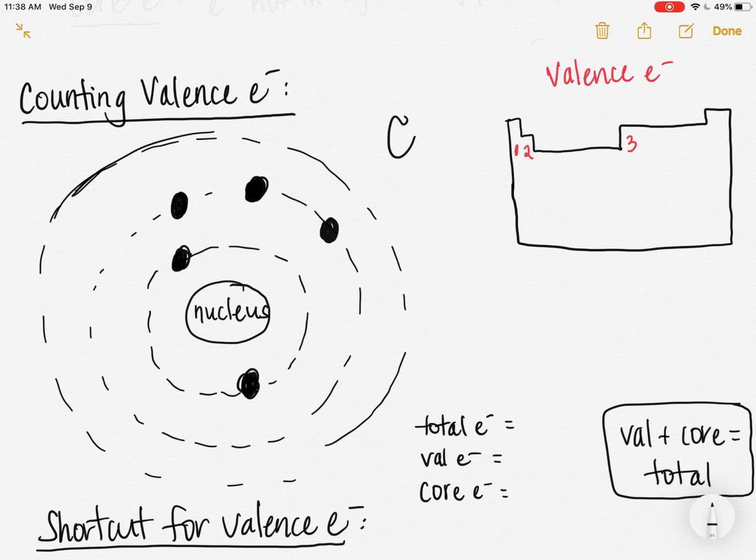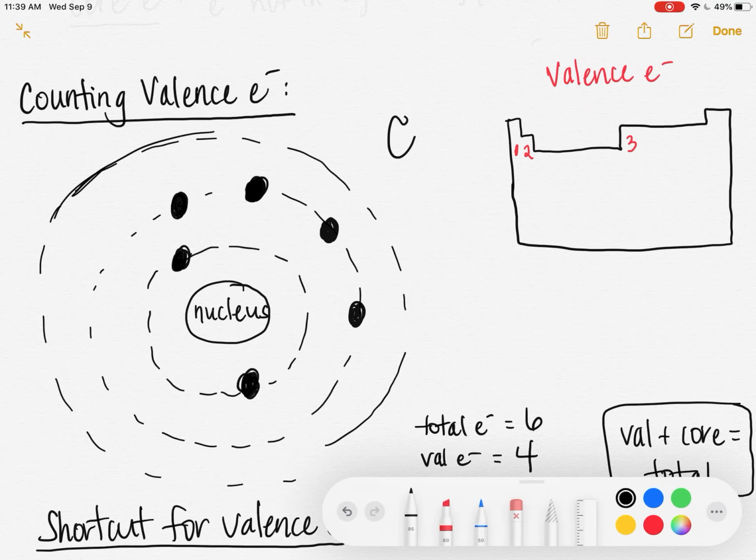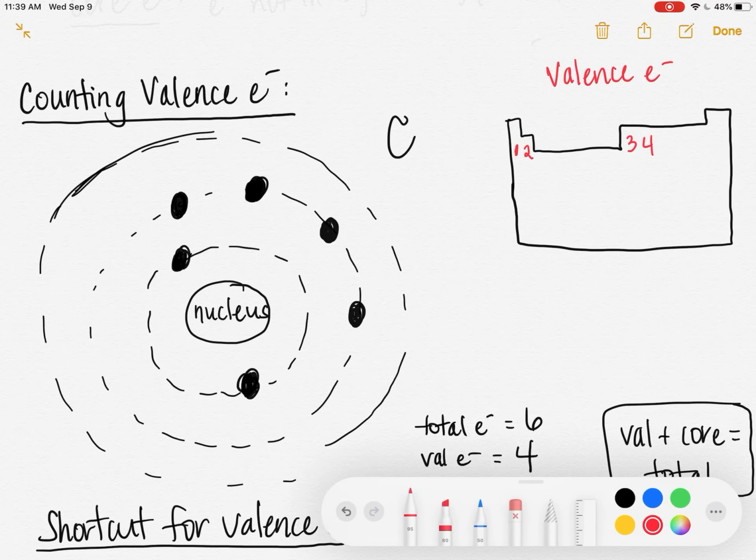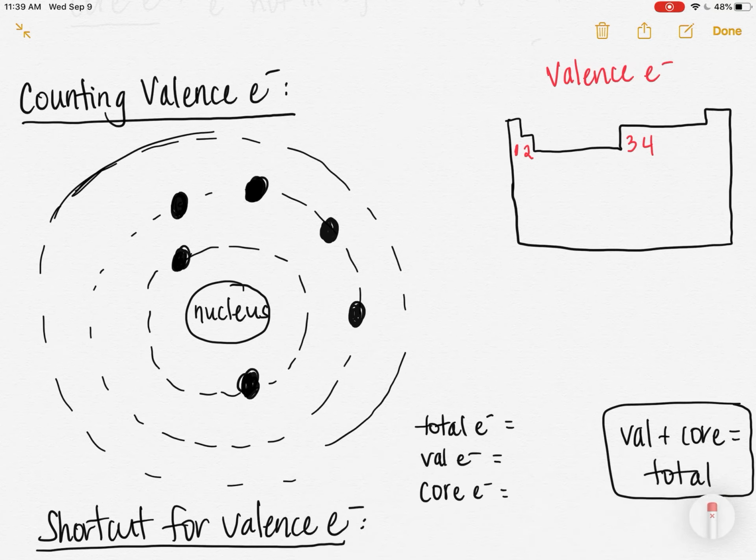Okay, so next would be carbon. So if we do carbon next, carbon has 6 protons in the nucleus, so 6 electrons, 2 in the first level and 4 in the second level. So total electrons would be 6. Valence electrons would be 4, right? The 4 in the second level. Core electrons still 2. Notice the core electrons have not changed so far. So carbon, who resides here, has 4 valence.